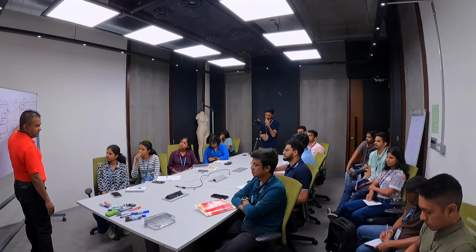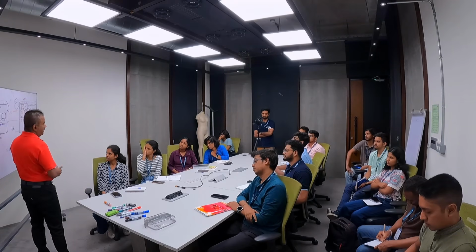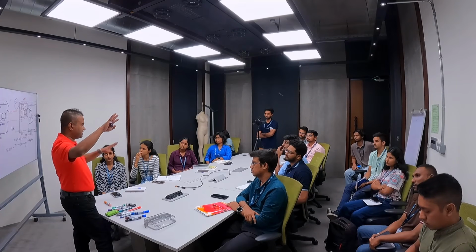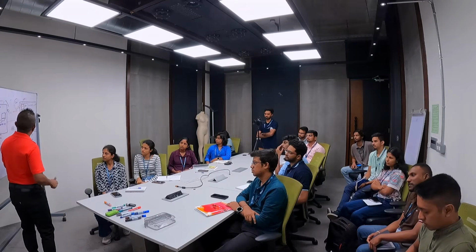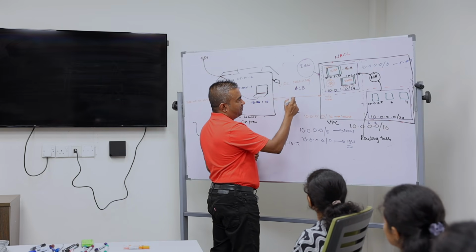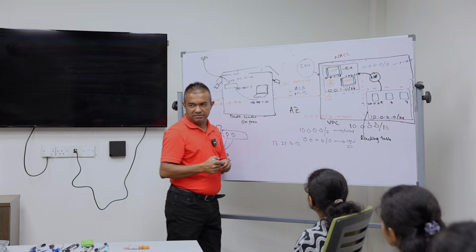VPC bounded resources. Now there are some things like API gateway which is not directly connected to the VPC. The API gateway stays outside, and then there are multiple ways you can go: ALBs and NLBs, network load balancer and application load balancer.